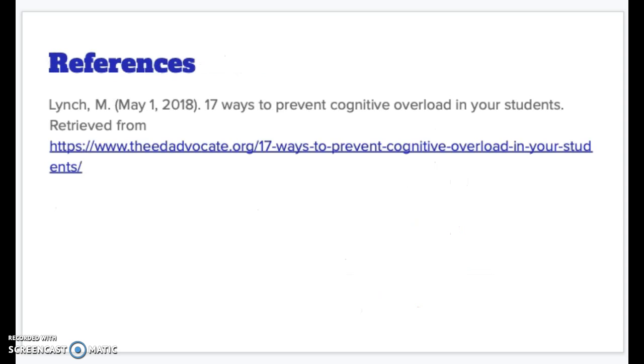And then here are my references. I found a wonderful article about a whole bunch of different ways to prevent cognitive overload for your students, and I just picked some of the ones that stuck out for me.